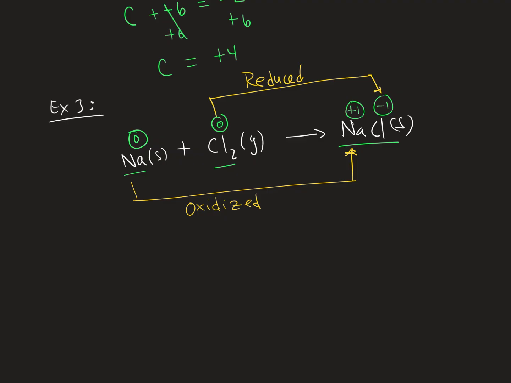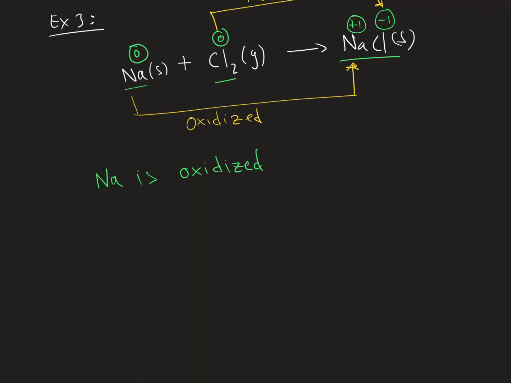All right, I'm going to say one more thing right here. So we know that sodium is oxidized, right? Because it loses electrons. Remember oil rig? Okay. What causes sodium to be oxidized? Chlorine did, right? So turns out that chlorine is the oxidizing agent.